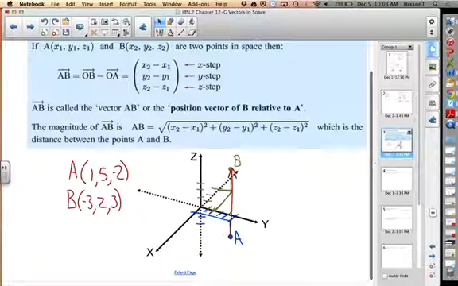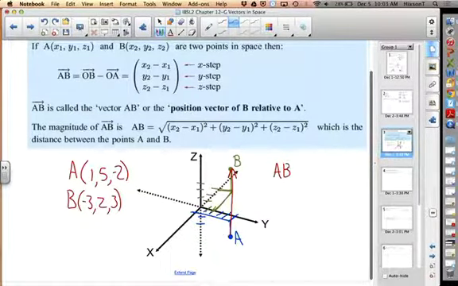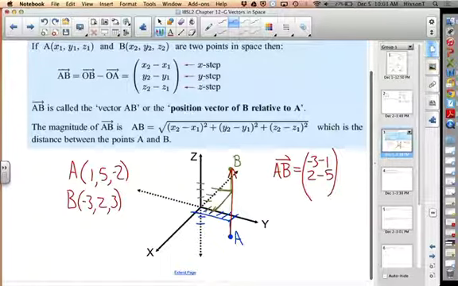Now let's actually find what vector AB is. Okay? I'm going to use this vertical notation because it's kind of helpful in this case with 3 of them. I'm going to subtract the x-coordinate of B minus the x-coordinate of A. So -3 minus 1. And then the y-coordinate of B minus the y-coordinate of A. So 2 minus 5. And then the z-coordinate of B minus the z-coordinate of A.